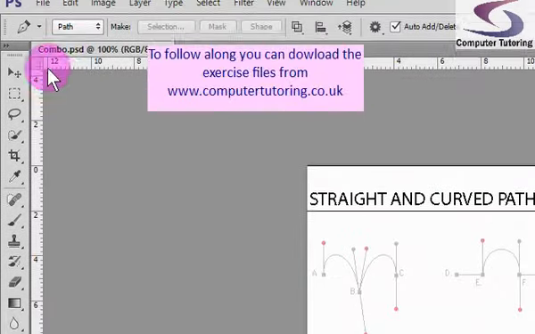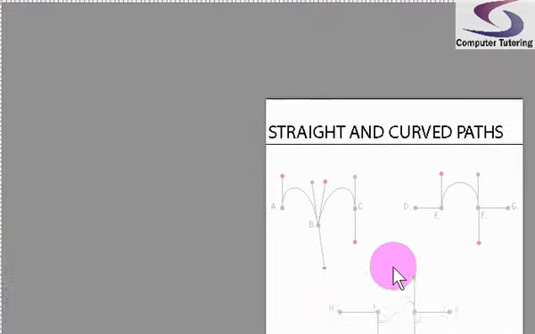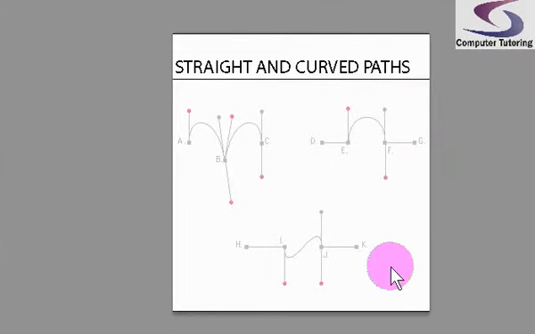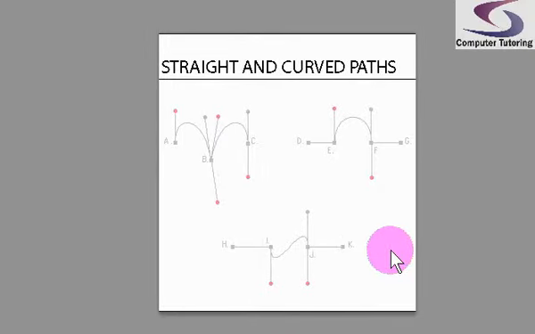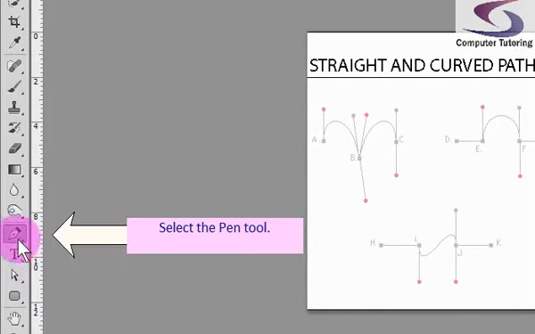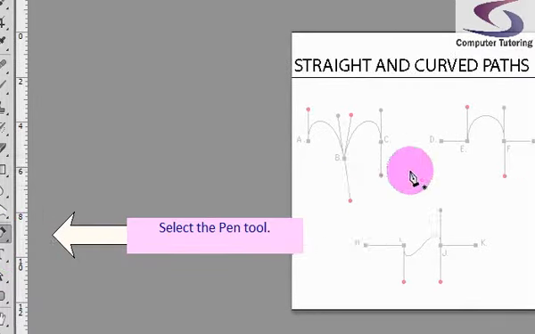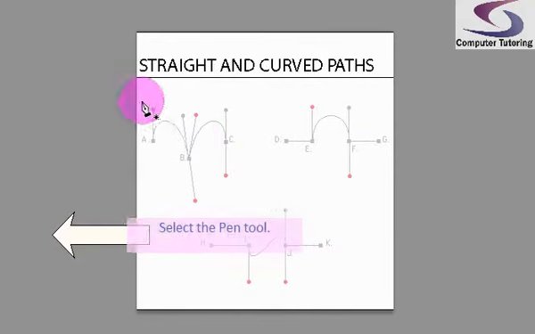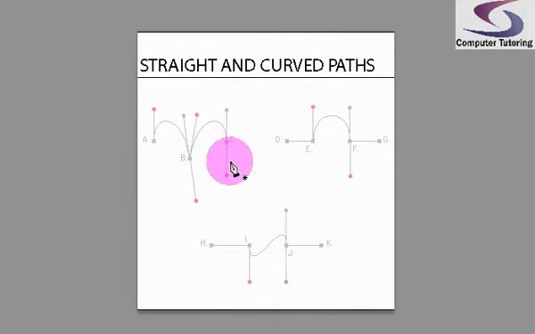I've called this file the combo file. You can open it up from your exercise files, which you'll find to the right of this video, or if you're on YouTube, then go to www.computertutoring.co.uk. First of all, this is using the pen tool, so make sure you've got the pen tool selected over here on the left hand side. See my pen nib there. We're going to look at this lower bat wing shape.